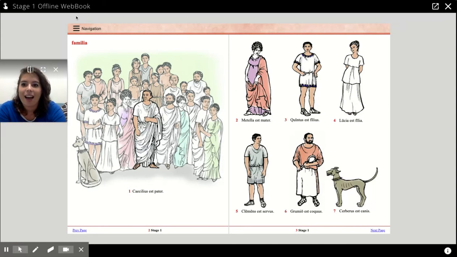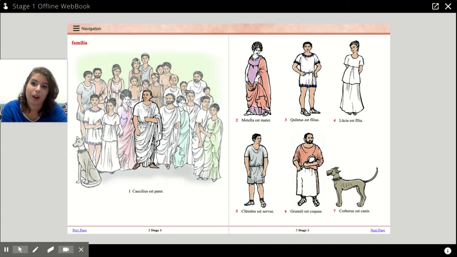So our first, we have Familia is the title of this story. I don't think familia was one of our vocabulary words, but hopefully it looks pretty familiar. This is where we get the word family from, and it means family. So this is going to be some words about a family that we are going to be following throughout the course of this textbook. So first we have Caecilius est pater.